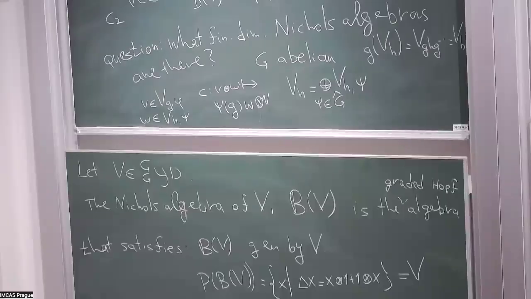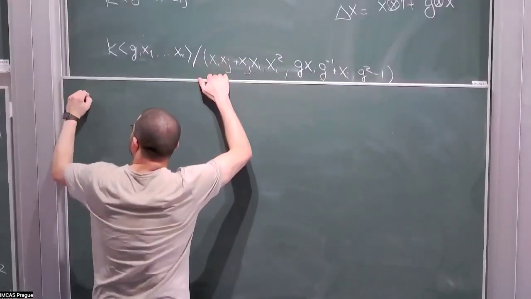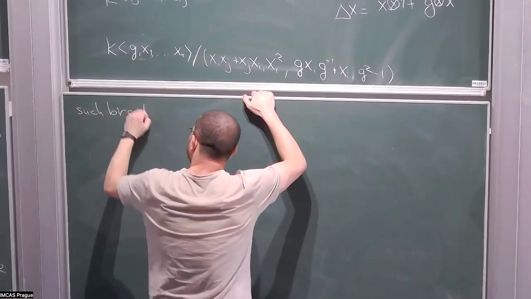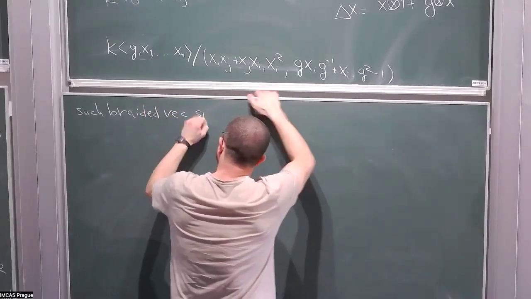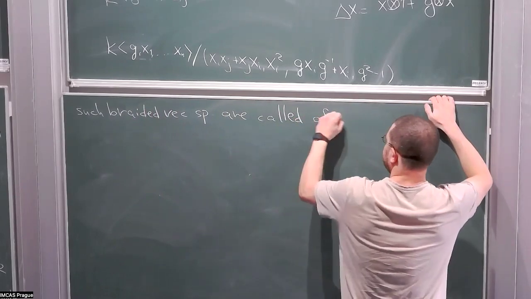Okay, so in this case, this was done by Heckenberger, who really classified all of these things that have a finite dimensional Nichols algebra. I just want to mention the name that we have here is that such braided vector spaces are called of diagonal type.